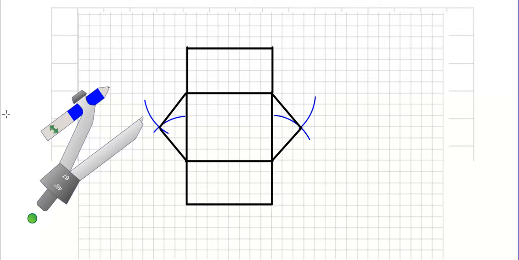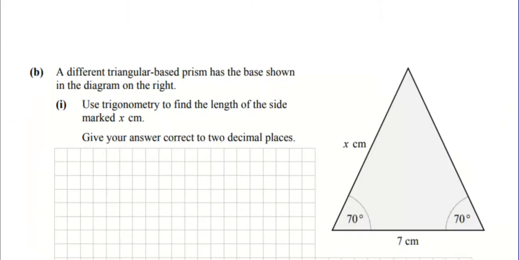There is our net. 4, 8, 8, 4, 4, 4, 4, 6, 6, 8, 4, 4, 4. You could also do a ruler using centimeters, I just decided to use blocks.